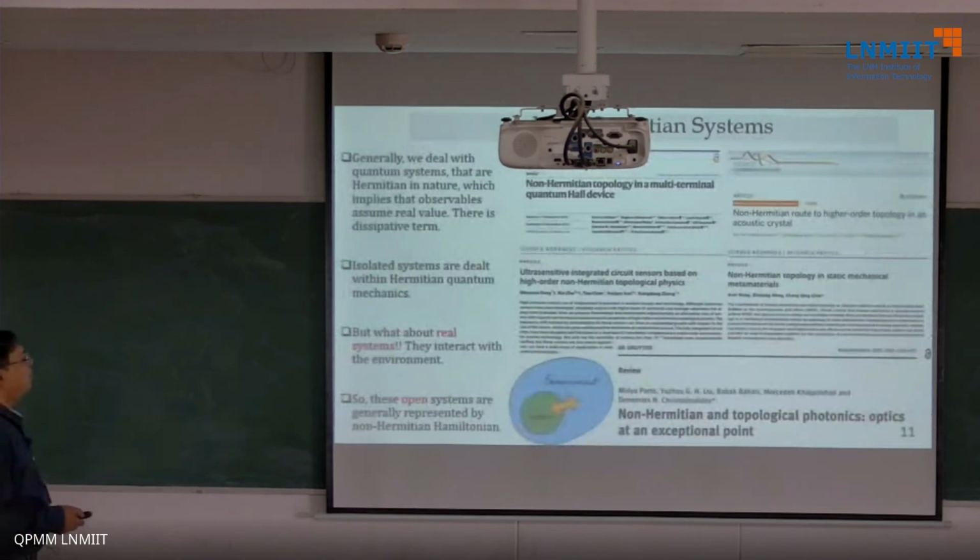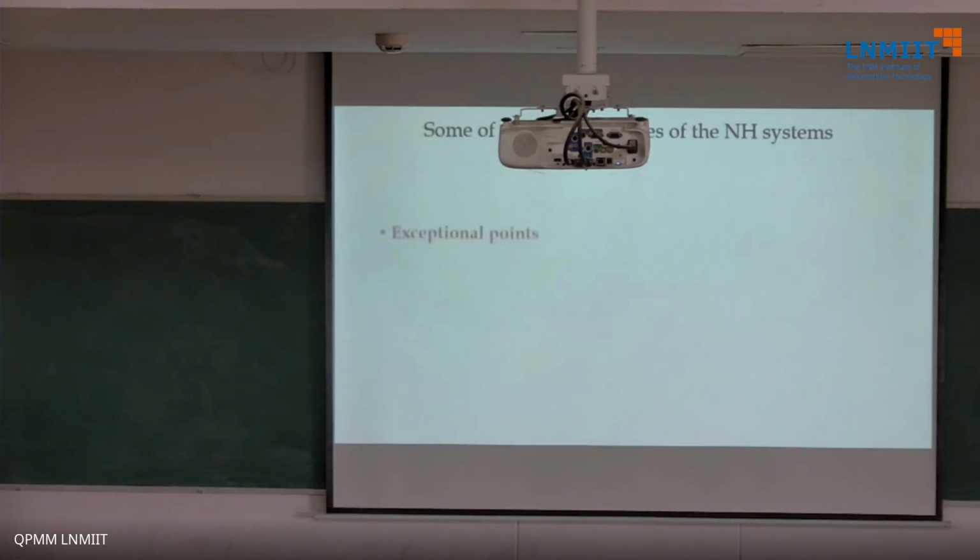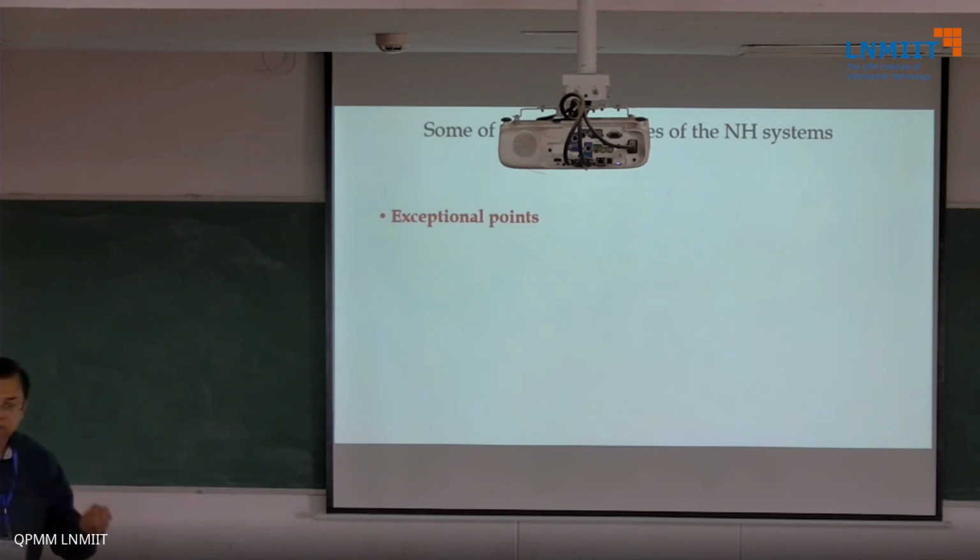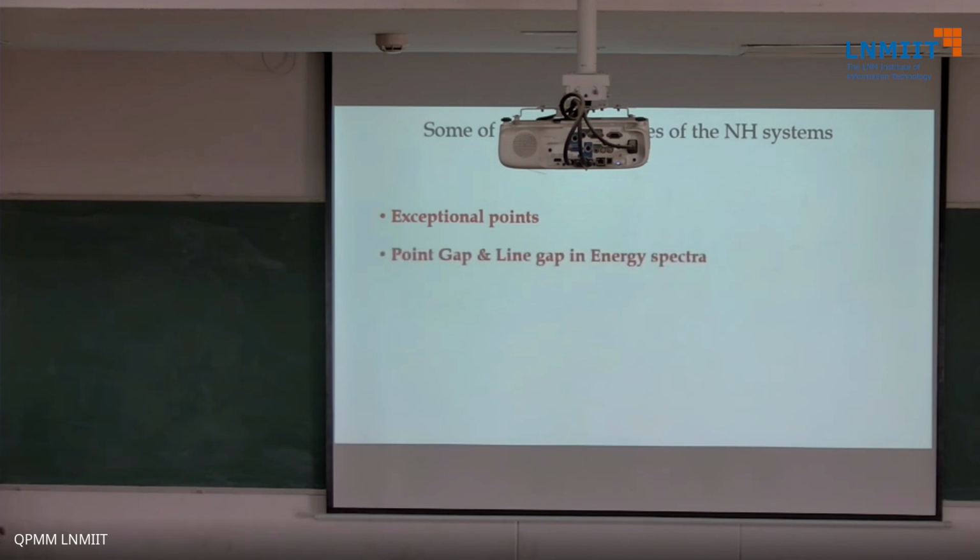So quickly going on to the non-Hermitian system, a lot of research has gone on recently, and some of the key properties of non-Hermitian systems are exceptional points. Why are they called exceptional points? Because the Hamiltonian becomes ill-defined. If you have degenerate eigenvalues for a given matrix, you still have the eigenvectors being distinct, corresponding to those values. But here, the eigenvectors also become identical. So that is called exceptional points.